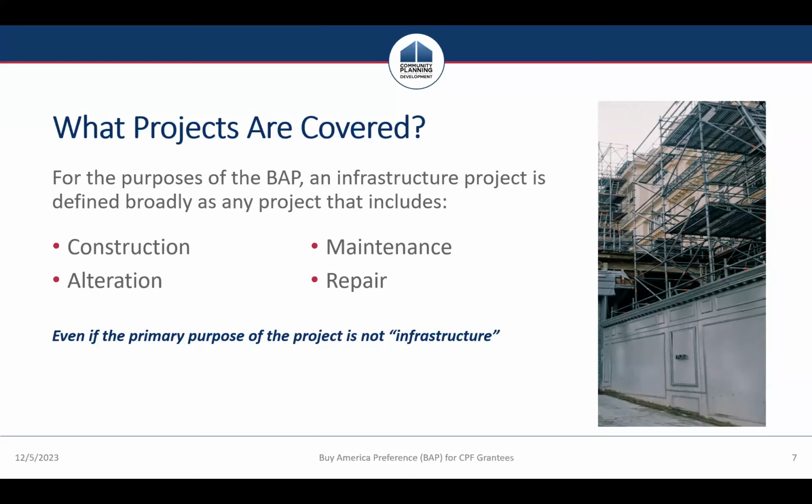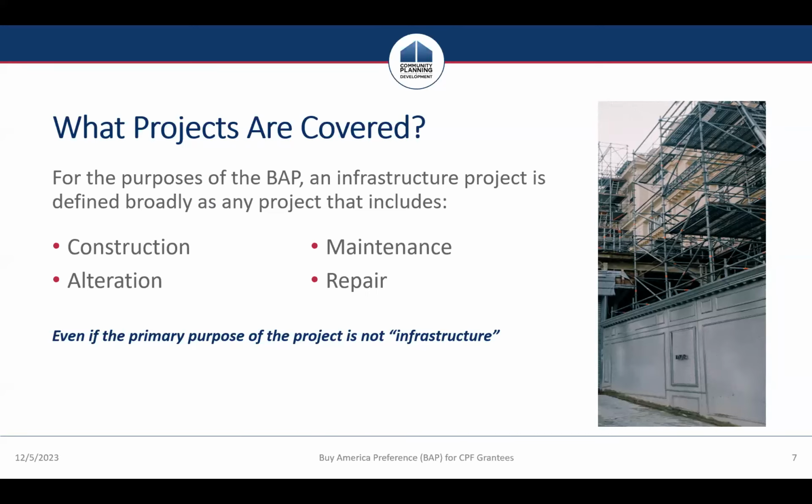So first, BAP applies to any infrastructure project that includes construction, alteration, maintenance, or repair. Even if the primary purpose of that project is not infrastructure, if it is involving construction, maintenance, alteration, or repair around infrastructure, the BAP would apply. And so what does infrastructure mean? Infrastructure is defined in the Act, includes a range of public projects, the public facilities, roads, bridges, real property, anything that's involving the construction, alteration, maintenance, or repair of that infrastructure.